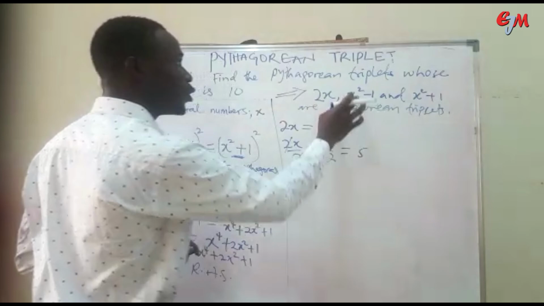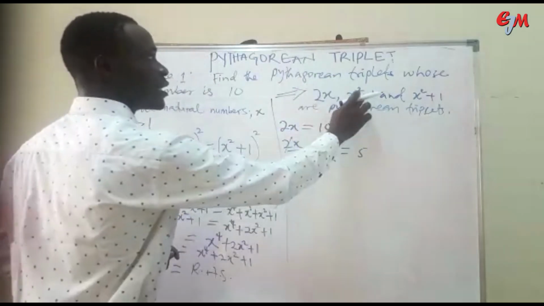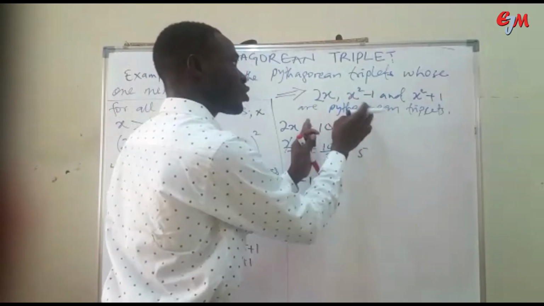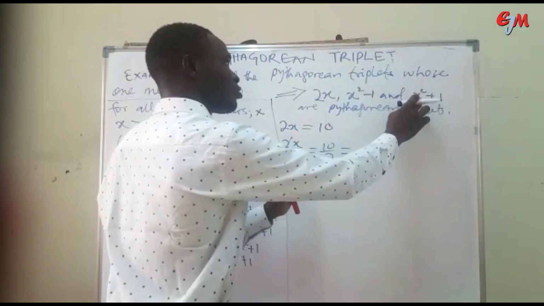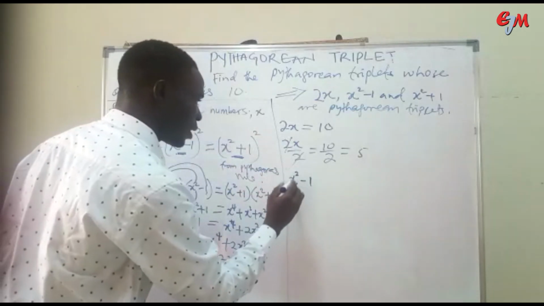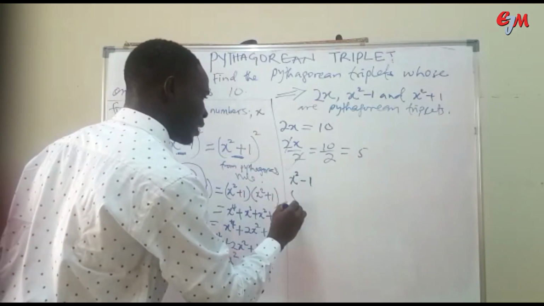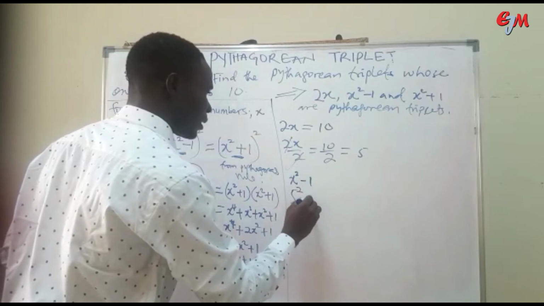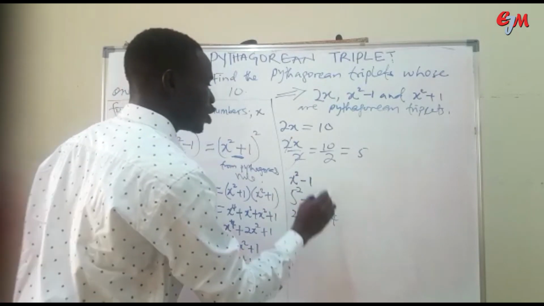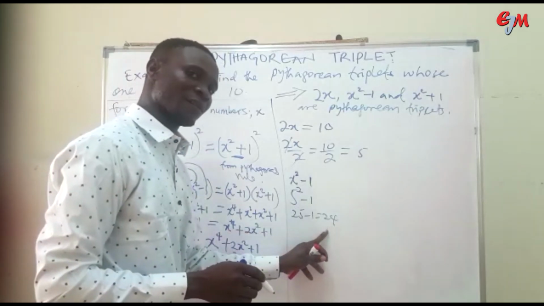Alright now, so we have known your x. That's to say the second member, once you have known the value of x, just substitute 5 here, substitute 5 here, that is all. So here now we have x is 5. So we have 5 squared minus 1. 5 squared is 25. 25 minus 1 is equal to what? 24. So the second member now is 24.